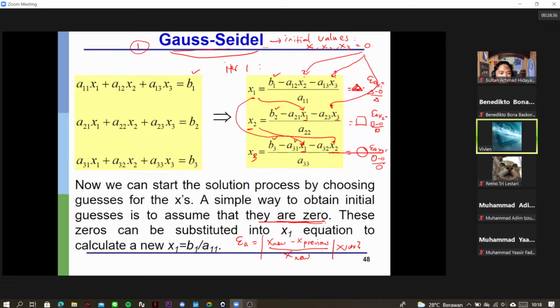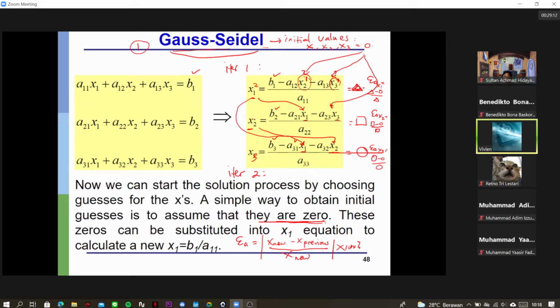When the error is still higher than the level of error that we want, then we need to continue to the second iteration. How to do the second iteration is exactly the same as this one. Now the difference is the values of x2 and x3. Because we are now in the second iteration, x2 here is taken from the first iteration, so that now becomes x1 for the second iteration.